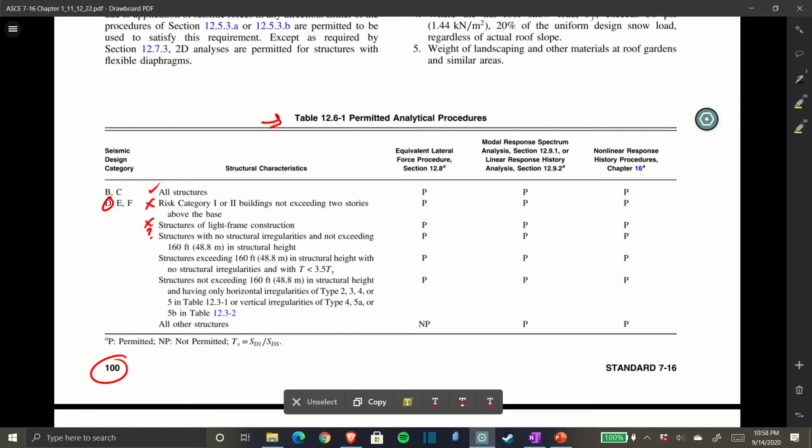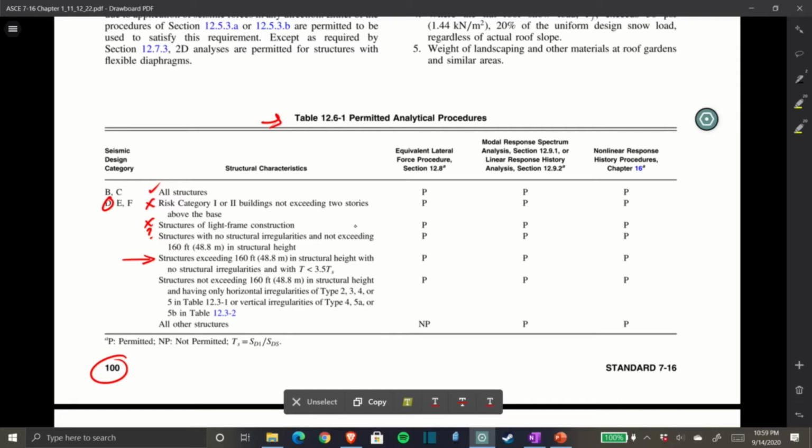Well, let's go to the next one because we're still not sure. We don't exceed 160 feet, so we'll go to the next one. Structures not exceeding 160 feet in structural height and having only horizontal irregularities type 2, 3, 4, or 5 in table 12.3-1, or vertical irregularities type 4, 5A, or 5B in table 12.3-2. So there's a lot going on there. A little trick we can do here for this problem is if we choose this one, even though we don't exceed 160 feet, it means that we still pass that parameter because we're less than that height, so we're okay.